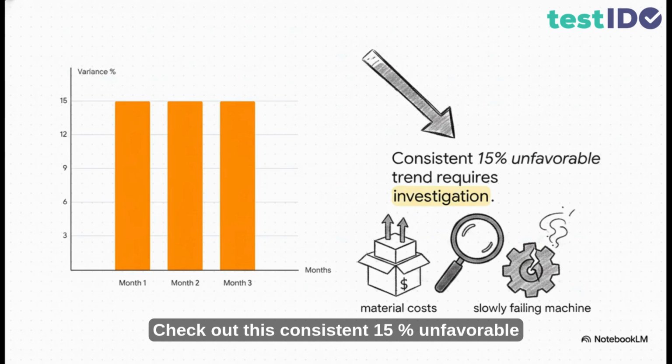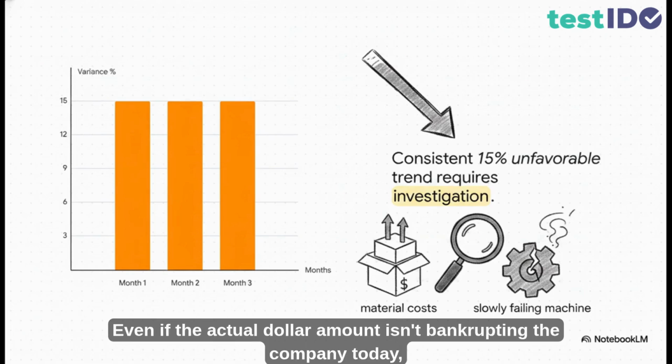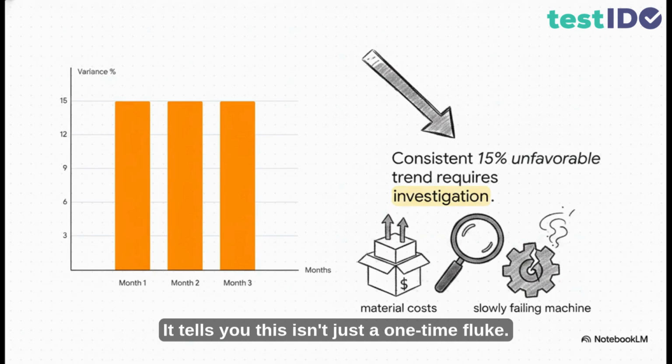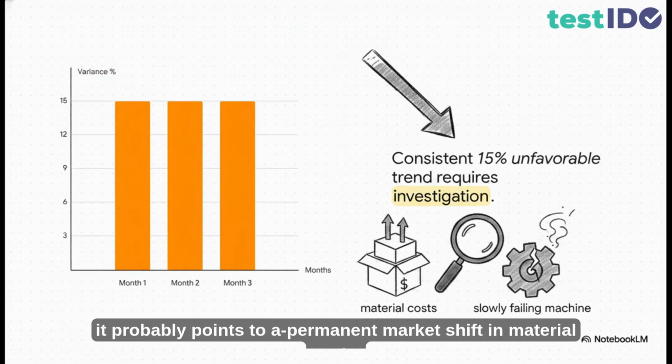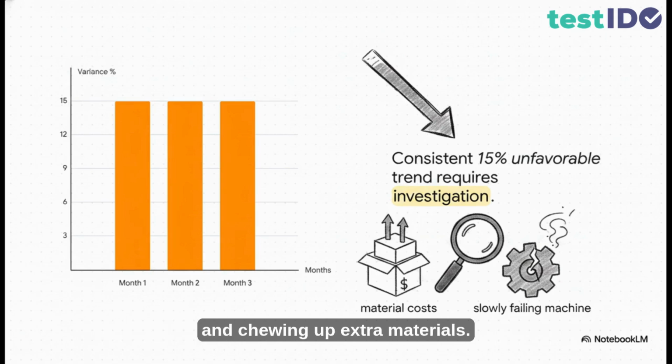Check out this consistent 15% unfavorable variance trend running over 3 consecutive months. Even if the actual dollar amount isn't bankrupting the company today, a consistent unfavorable trend like this is a massive red flag. It tells you this isn't just a one-time fluke. It demands an investigation because it probably points to a permanent market shift in material costs, or maybe there's a machine on the floor that's slowly dying and chewing up extra materials.